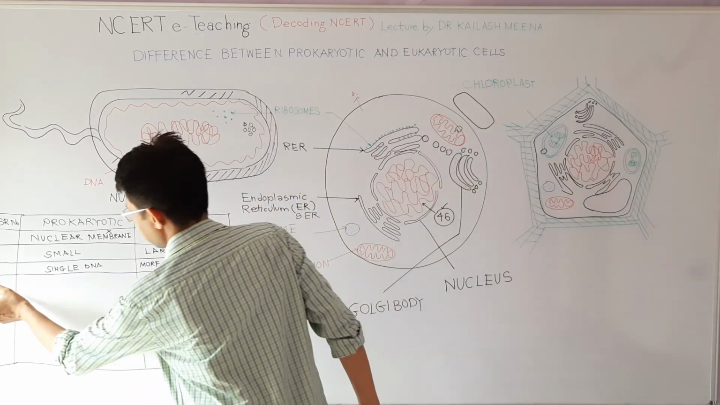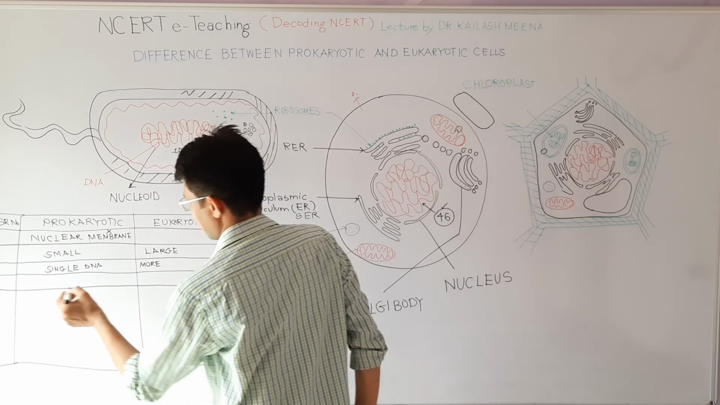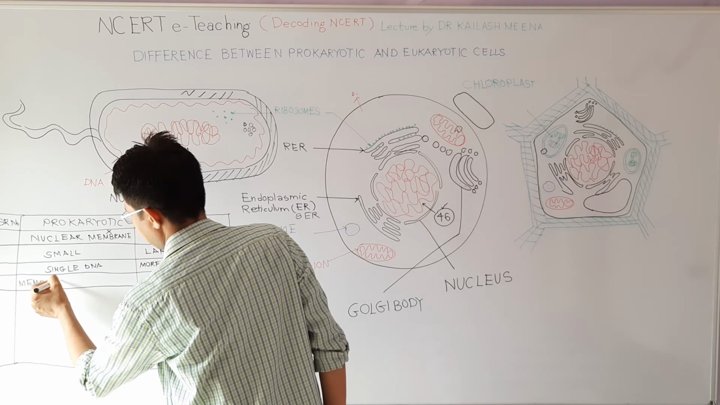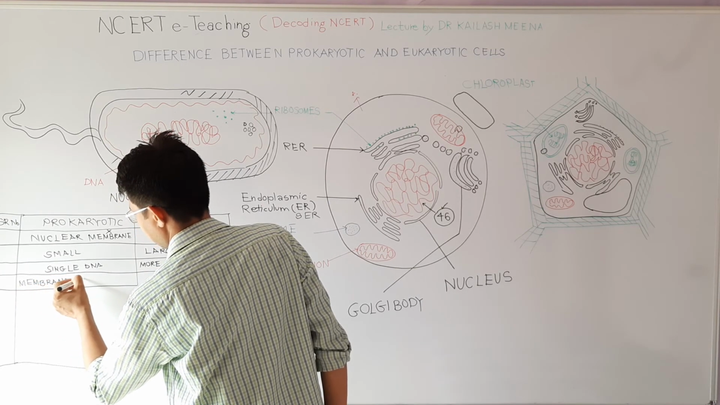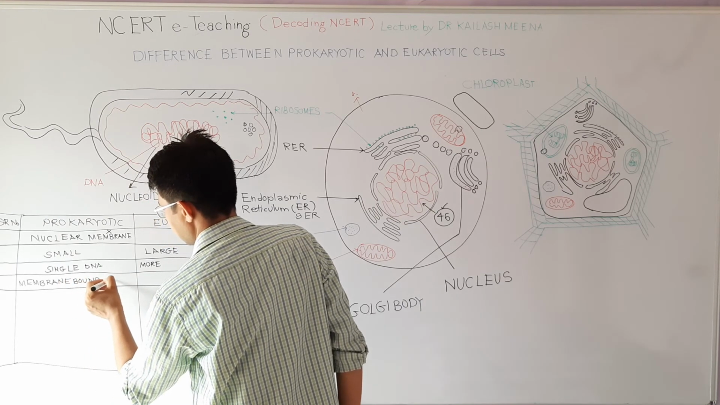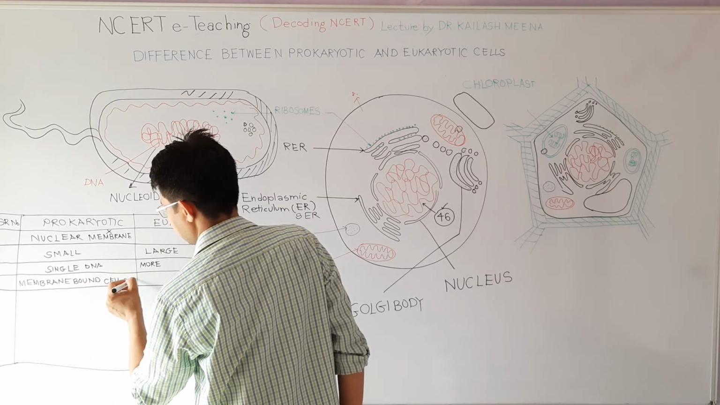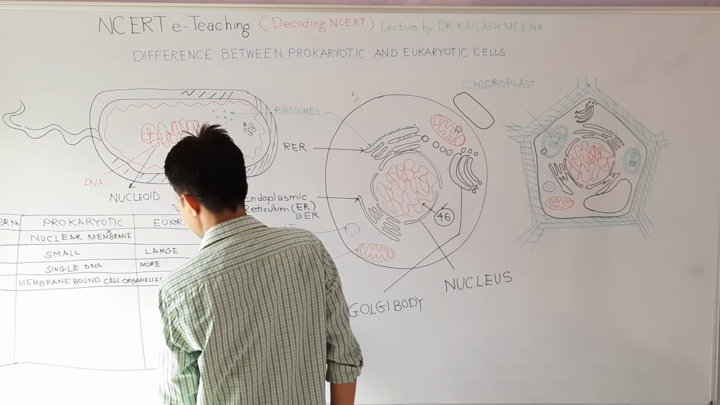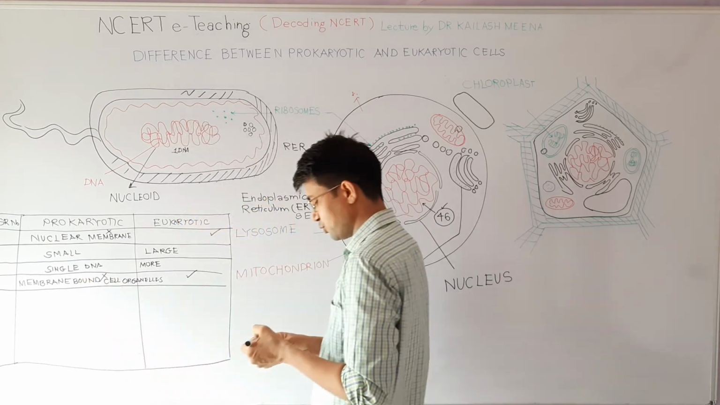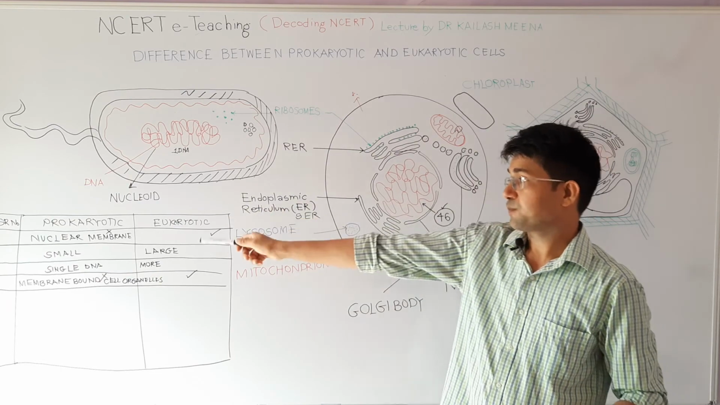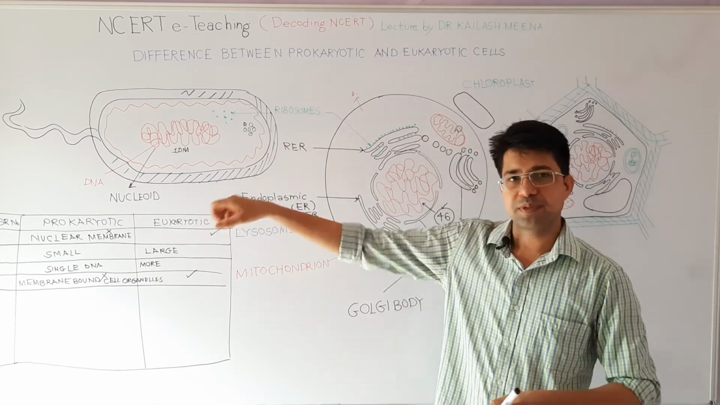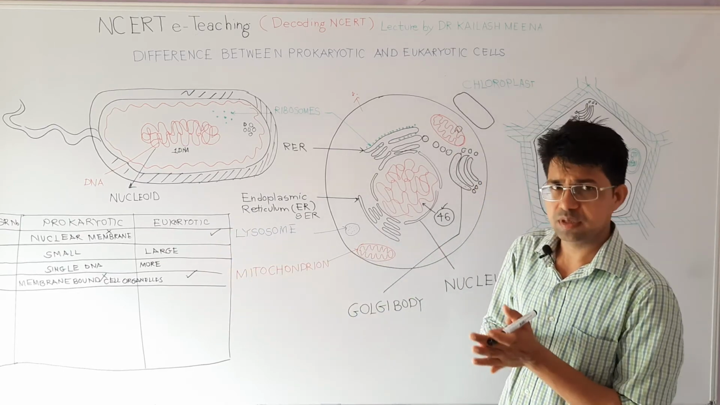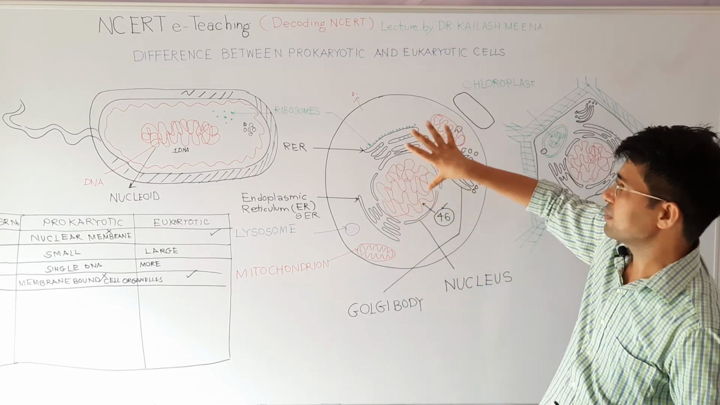So this thing we can write: membrane bound cell organelles are present in eukaryotic cells and absent in prokaryotic cells. And you can write individually also. If you want to increase the points in the table, you can write mitochondria present, mitochondria absent, chloroplast present, sometimes chloroplast absent, lysosome present, lysosome absent. You can write as you want, but the point is that membrane bound cell organelles are absent in a prokaryotic cell.